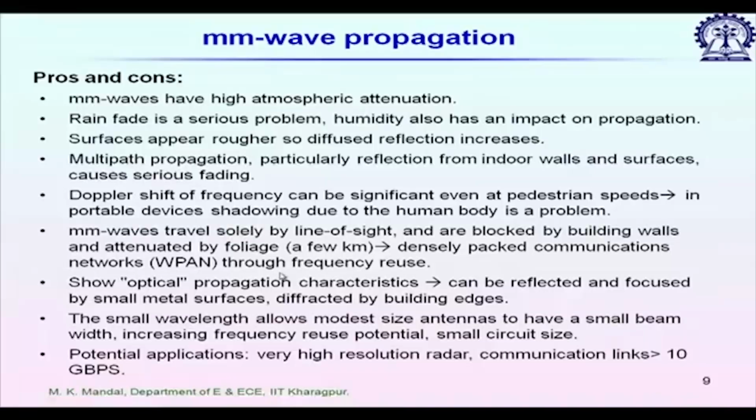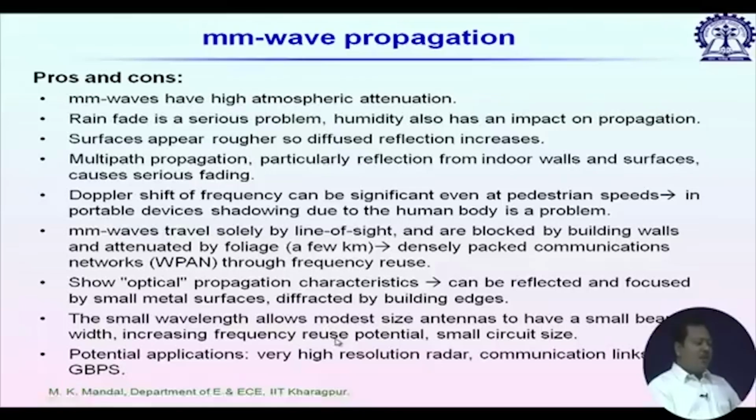Millimeter wave shows optical propagation characteristics. That means it can be easily reflected or focused by small metal surfaces. Even a few square feet of antenna is sufficient to generate a pencil-like beam, and it is diffracted by building edges.